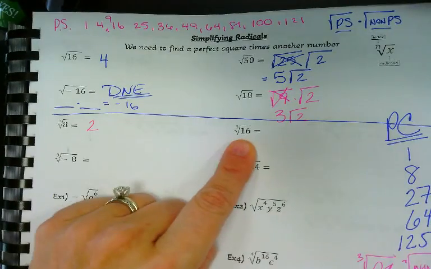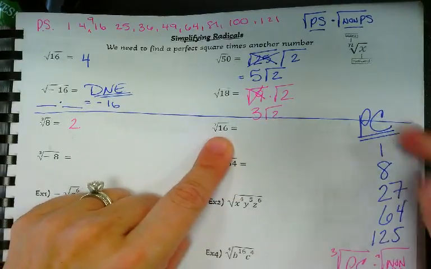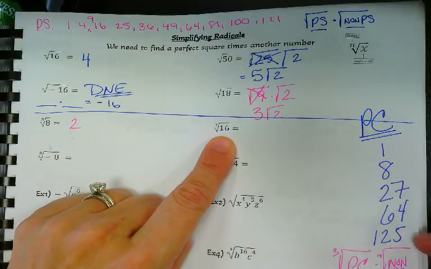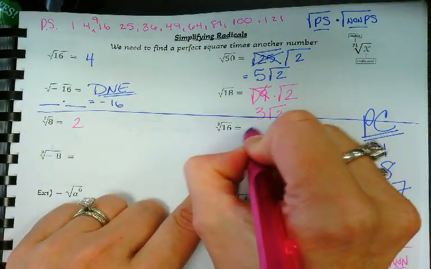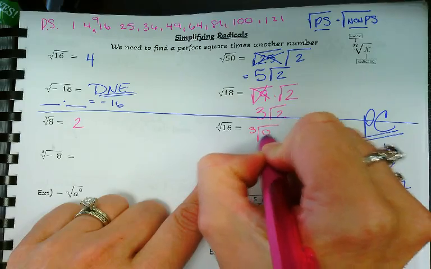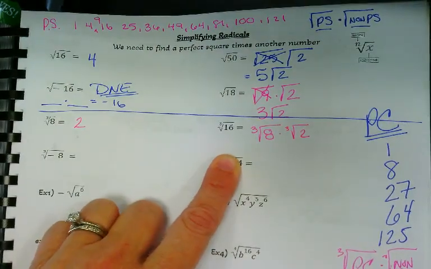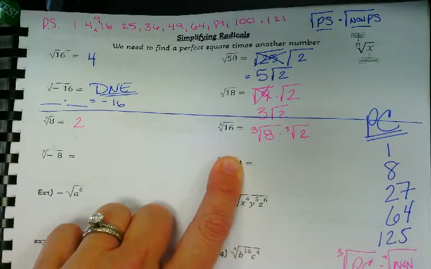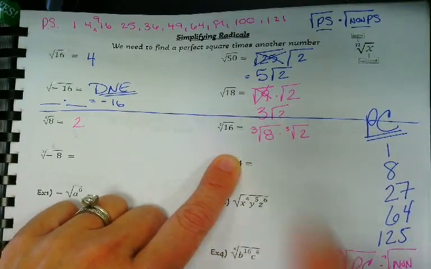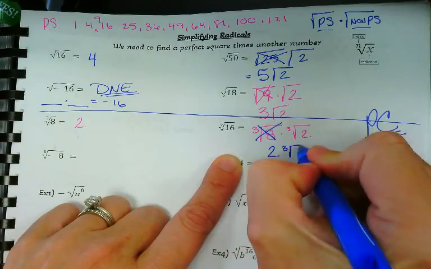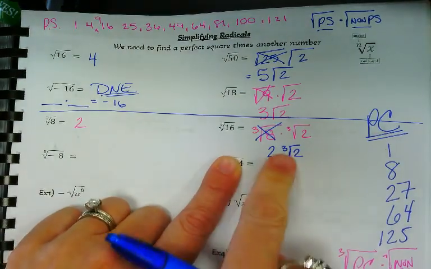Okay, how about 16? Is it a perfect cube itself? Clearly no. So I need a perfect cube and somebody else. Who can I use? 8 and 2. Now make sure you keep the cubed root. So it's the cubed root of 8 times the cubed root of 2. Okay, so now you say, which one am I supposed to know? The cubed root of 8 becomes the number 2. So it's 2 cubed root 2. Make sure you keep the cubed root.